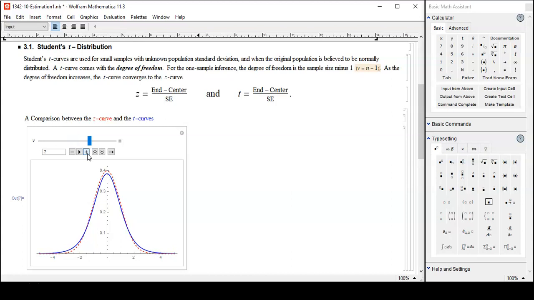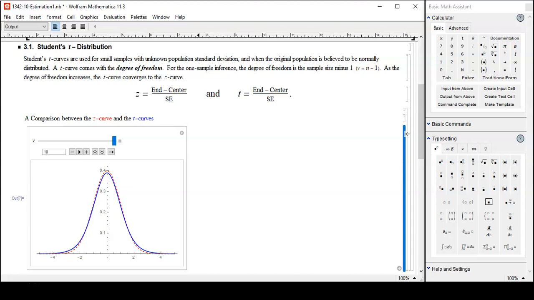As the sample size increases, or equivalently, the degree of freedom increases, the solid curve, the t-curve, is approaching the z-curve. See, from here, increasing, going up, up, up. We got up to degree of freedom of 10, so the sample size of 11.